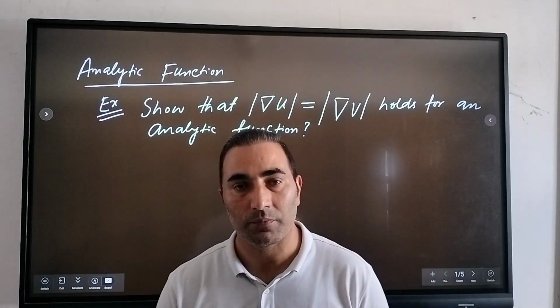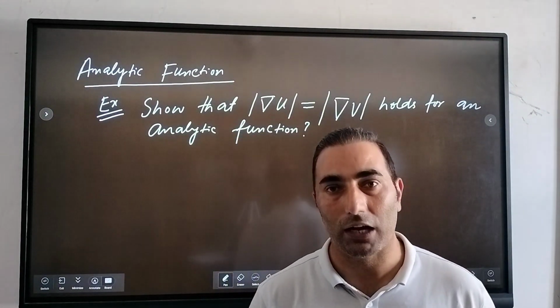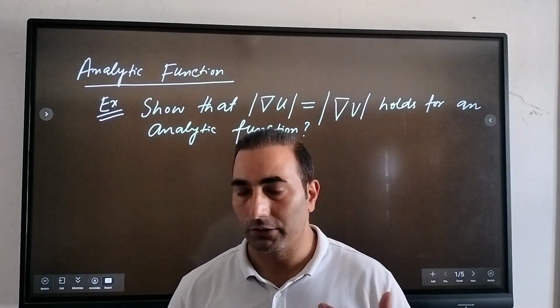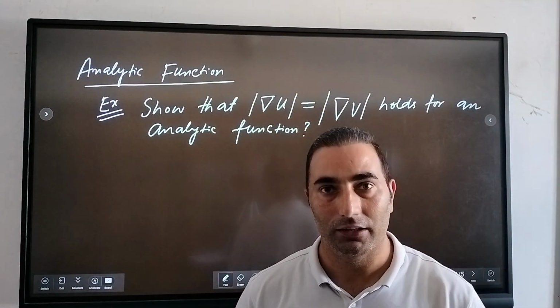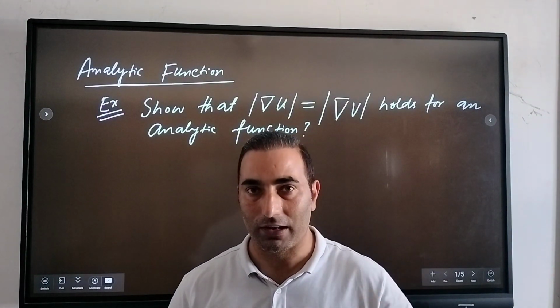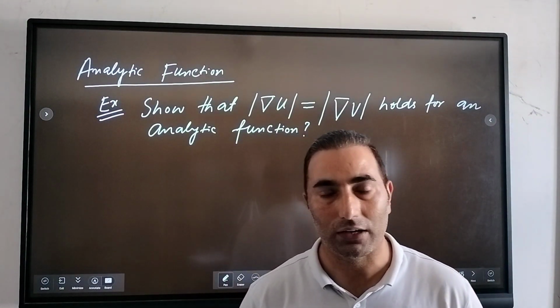Then we can say that the function is analytic, and in addition to that, the Cauchy-Riemann condition should also be satisfied. That is basically the partial derivatives, if you take its variation with respect to x. So that's very clear to you.